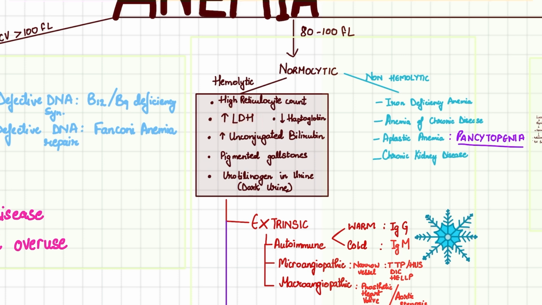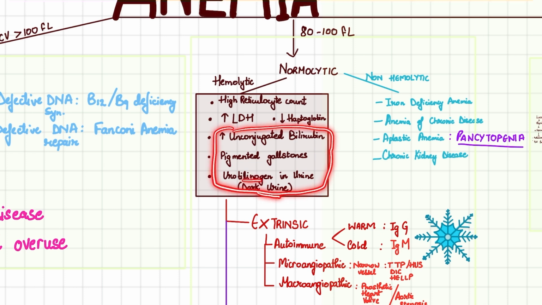Also, when heme is broken down, as we know, heme gets converted into bilirubin. So of course, the liver is going to try to conjugate as much bilirubin as possible. Now, once it is conjugated, we know it can go into the urine. So urobilinogen in the urine will lead to dark urine. Also, there will be some bilirubin that will be beyond the capacity of the liver to conjugate. So there will be an increase in unconjugated bilirubin also. There can also be formation of pigmented gallstones because of this excess bilirubin.